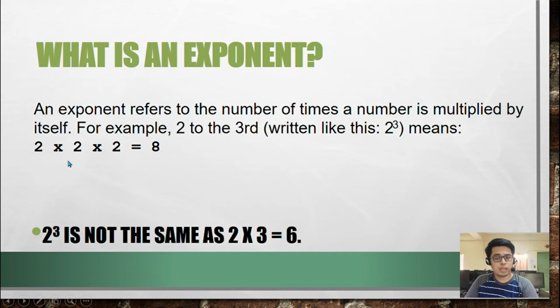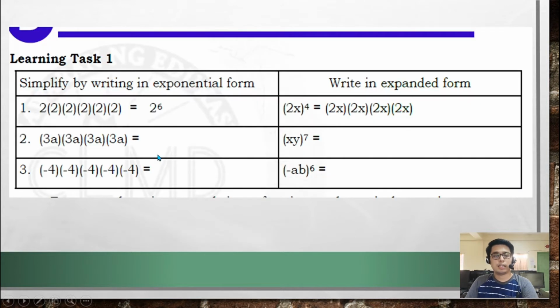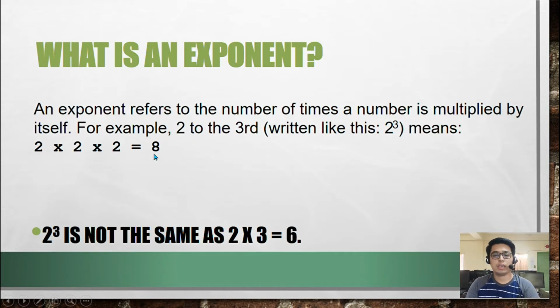Kaya ang ibig sabihin ng 2 cube, also called 2 to the power of 3 or 2 raised to 3, ay 2 times 2 times 2 which is equal to 8. Okay? So, yan yung meaning niyan. Mali, yung 2 cube is not the same as 2 times 3, minultiply mo yung 2 sa 3 equals 6. Yun yung value niyan. That is wrong.